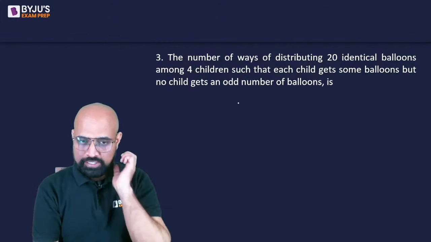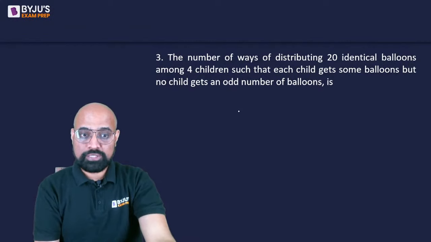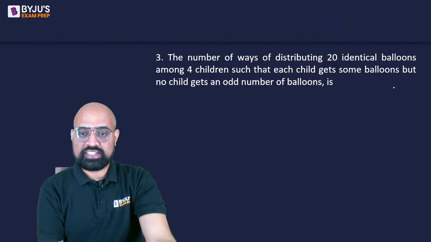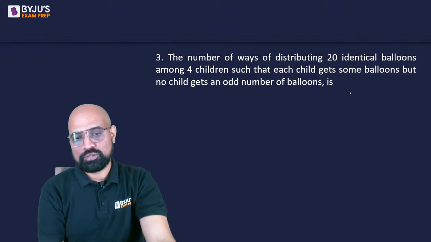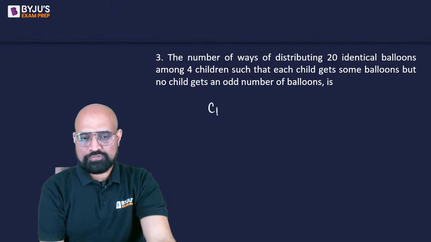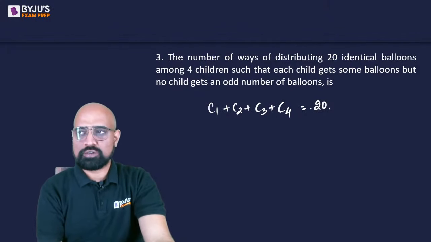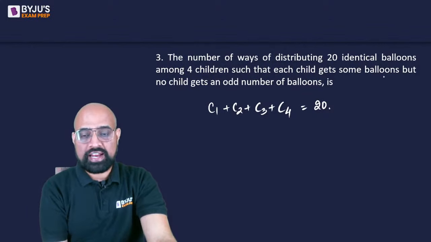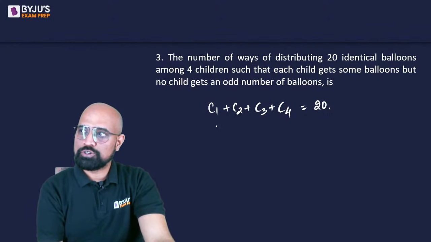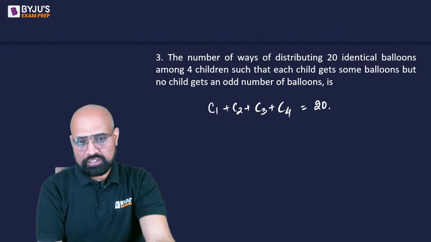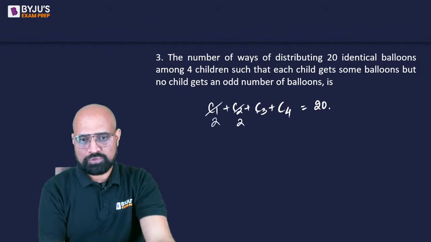Third, the number of ways of distributing 20 identical balloons among 4 children such that each child gets some balloons, but no child gets an odd number of balloons. So we have 4 children with a total of 20 balloons, and no child gets an odd number of balloons. That means every child should get a multiple of 2, and they should get at least some. So I'm going to give 2 to everyone first.